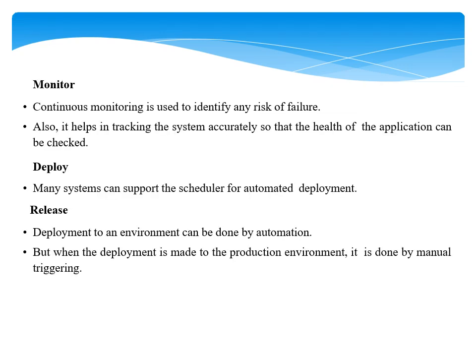In this monitor stage, continuous monitoring is used to identify any risk of failures. Also, it helps in tracking the system accurately so that the health of the application can be checked. In this deployment process, many systems can support the scheduler for automated deployment. Release deployment to an environment can be done by automation, but when the deployment is made to the production environment, it is done by manual triggering. Mostly here, the automated process has been used in all these things, the deploy and release stages.